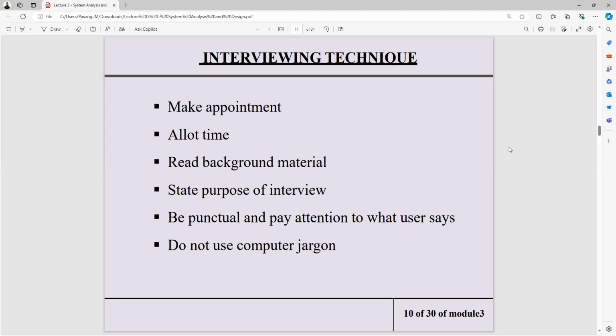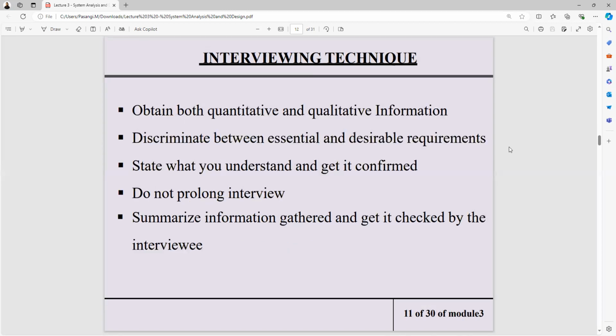Not only that, while doing the entire interview, we should not use computer jargons as well. So here, interviewing techniques. What are the techniques we have to use? One is make an appointment, and as the second one, we need to allocate the time, and as the third one, we need to read background materials. As the fourth one, we need to state the purpose of interviews, and as the last two steps, we need to be punctual and pay attention to what the user says. And at last, we do not use computer jargons. Those are the few interviewing techniques we need to use.